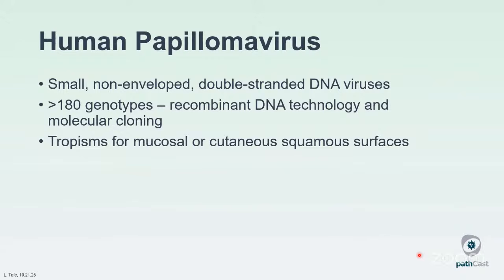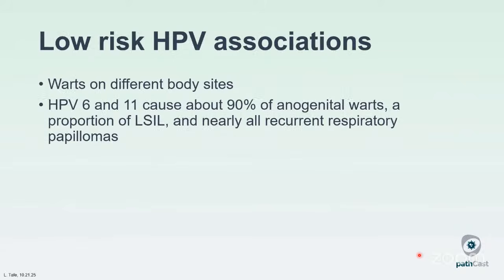So HPV itself is a small non-enveloped double-stranded DNA virus. There are more than 180 genotypes that have been described, and they do have this particular tropism for mucosal and cutaneous squamous surfaces. The low-risk HPV associations include warts on different surfaces. HPV 6 and 11 are the most common, and nearly all recurrent respiratory papillomas are also associated with low-risk HPVs.